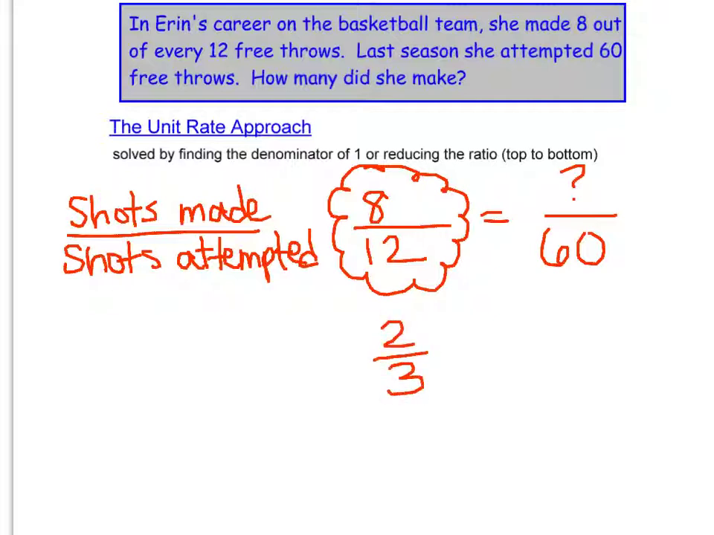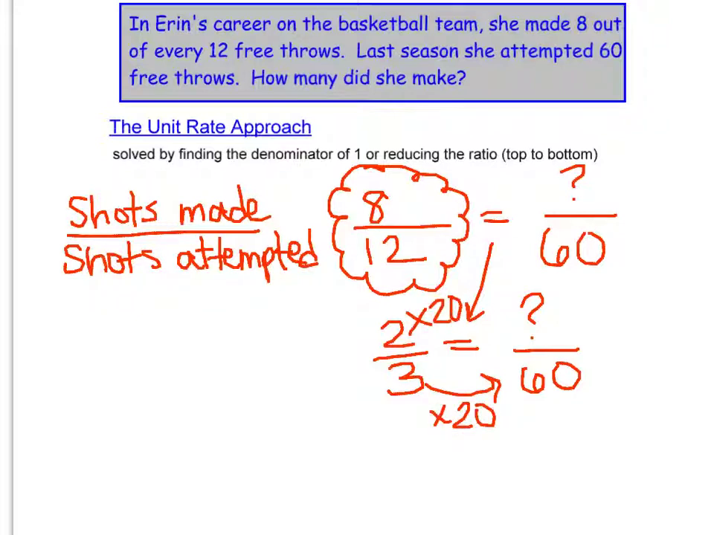So this describes that she made 2/3 of her shots. Then I'm going to drop down the equal sign and also the rest of the equation. So I have our unknown, our question mark, out of the total 60. And then what we're going to do is look across. I know that 3 times 20 gives us 60, so then we should multiply the numerator by 20 and we end up getting 40. So that's how many shots she made if she attempted 60 last season.